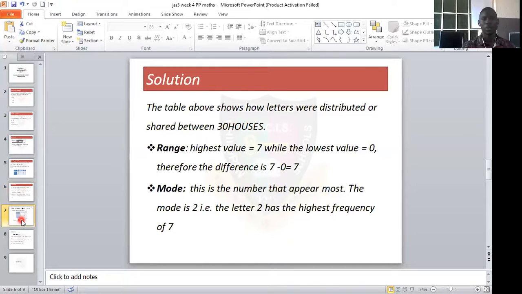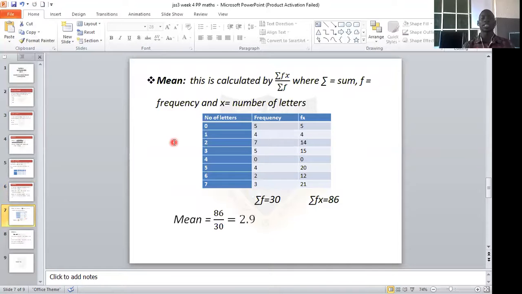Start with the mean. Using calculation, the mean is summation fx over summation f. X is given as the number of letters from 0 to 7: 0, 1, 2, 3, 4, 5, 6, 7, which represents x. The frequency is as follows: 5 houses did not receive any letter, 1 house received 4, 2 houses received 7, 3 houses received 5, and thereabout.